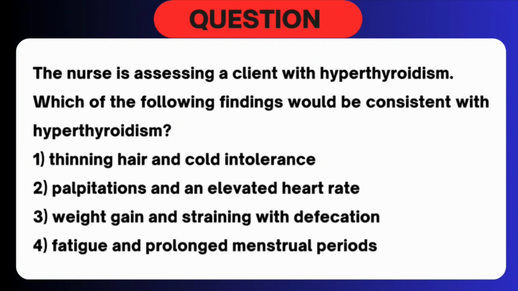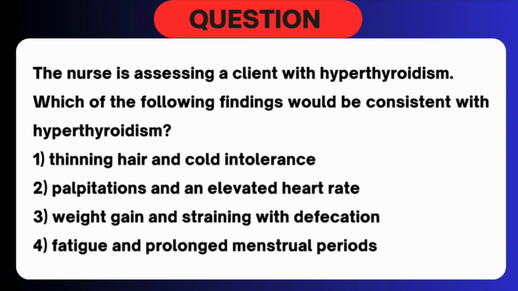Option 2. Palpitations and elevated heart rate. This is more consistent with hyperthyroidism. So I'm leaning towards this option because, again, the heart is working harder in hyperthyroidism because of the extra thyroid hormone. So having a faster heart rate and feeling palpitations because of that makes sense. So that's probably our right answer.